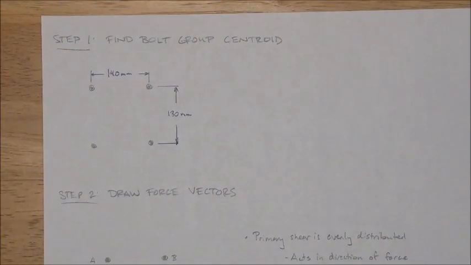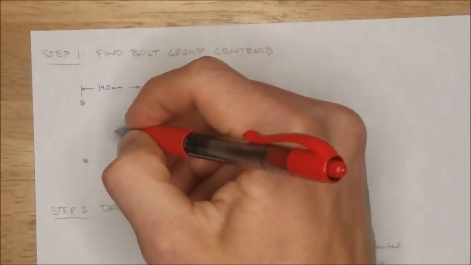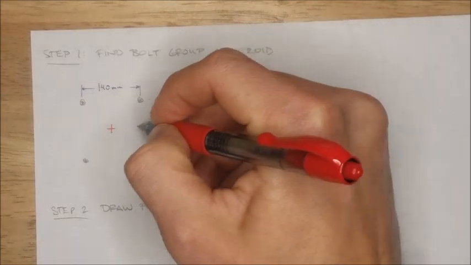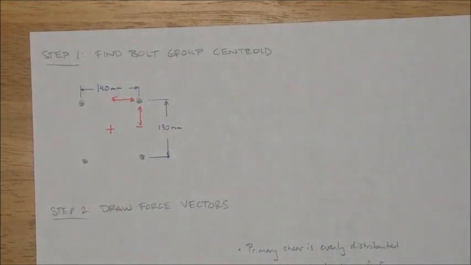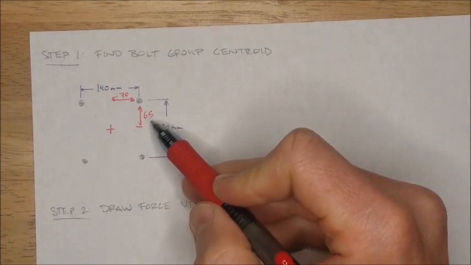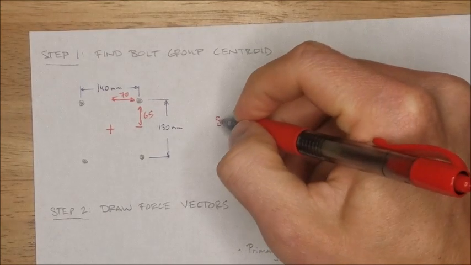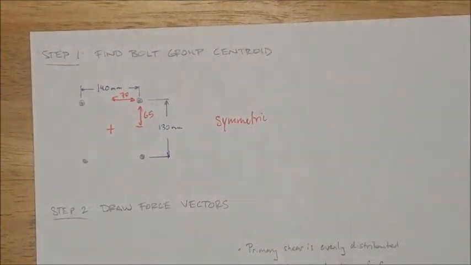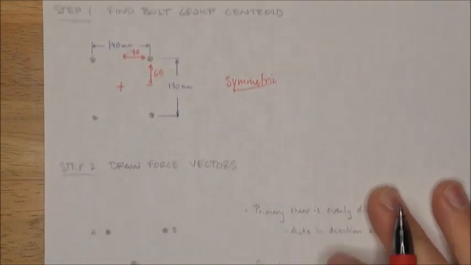Step 1, we're going to find the bolt group centroid. By observation, we can see it's symmetric. That's good for us. So our values for the location, easy. 130 divided by 2 is 65, 140 millimeters divided by 2, 70. So we can see that that's symmetric. That's a critical component for how we're going to solve this problem. Our formulas are much more simple when we know the bolt group is symmetric.